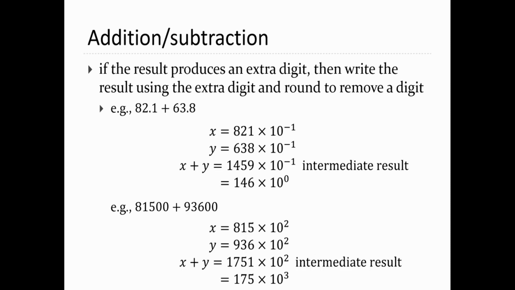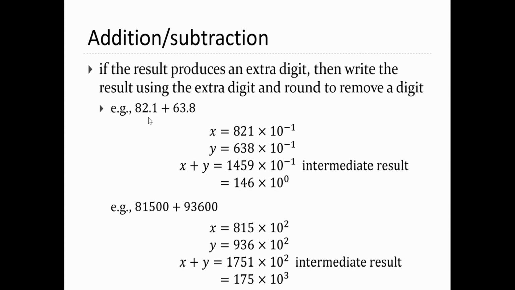Now, the problem is, what are we going to do if we compute a sum or difference where an extra digit becomes involved? If the result produces an extra digit, then you write the result using the extra digit and round to remove the digit. Remember, we can only have 3 digits in the significand. If we end up with a result that requires 4, you write down the result using the extra digit and then round to remove that digit.